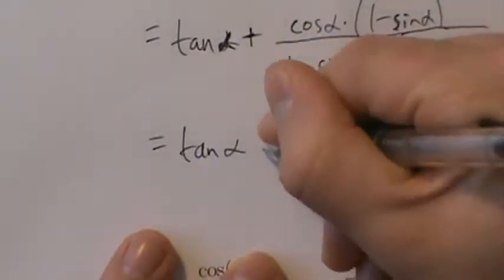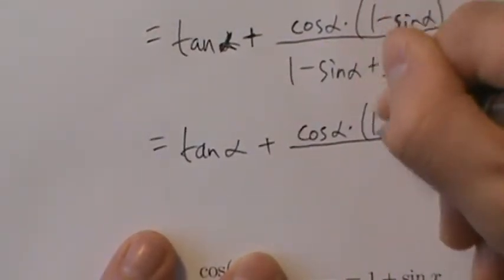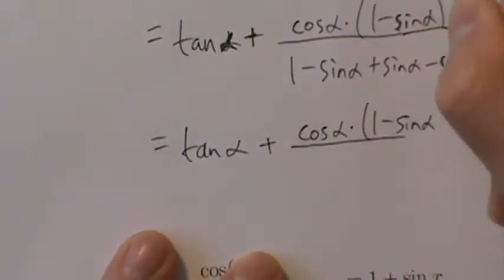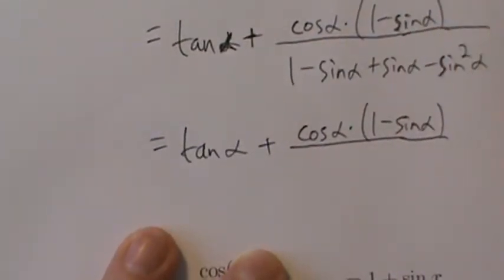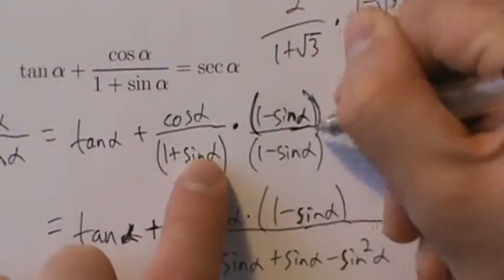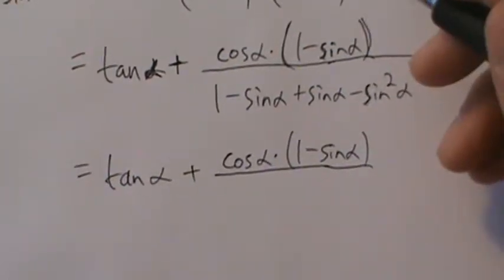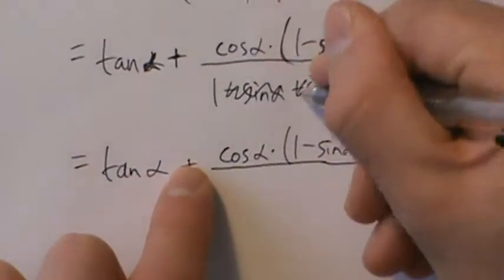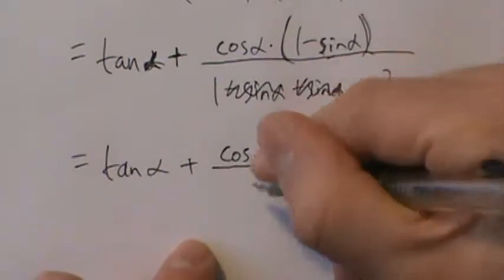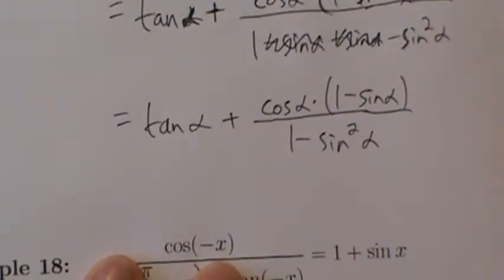Alpha plus cosine of alpha times 1 minus sine of alpha, with parentheses there. Be careful with these parentheses because it's cosine times this entire thing. And then what happens on the bottom? Minus sine of alpha plus sine of alpha, they cancel. That's great. Now we're left with 1 minus sine squared of alpha. All right, now where do we go from here?